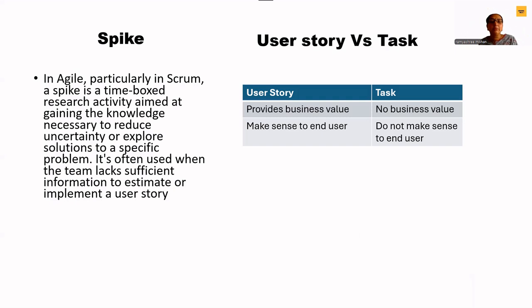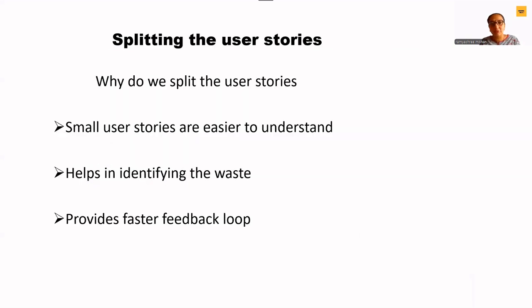Okay, so a user story provides business value, and a spike can be taken as a task and it provides no business value. But it is necessary for us to create a user story in case we are not very clear. So a user story makes sense to the end user, whereas a task does not make sense to the end user.